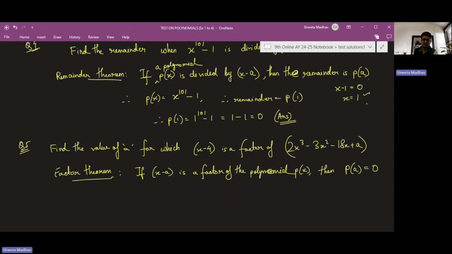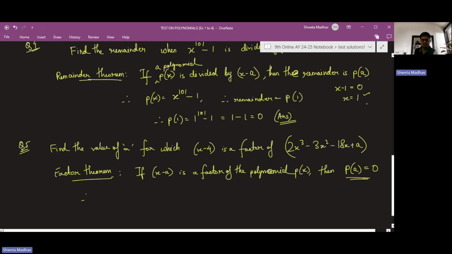Why is this factor theorem actually an application of the remainder theorem? Because when p of x is divided by x minus a, the remainder is p of a. So if p of a is 0, then p of x will be exactly divisible by x minus a. It means x minus a will be a factor of p of x if p of a is 0.